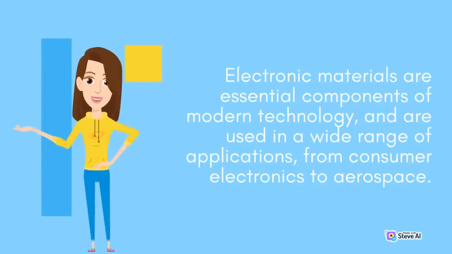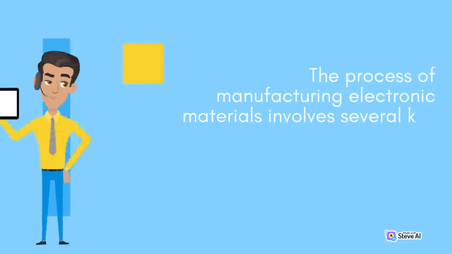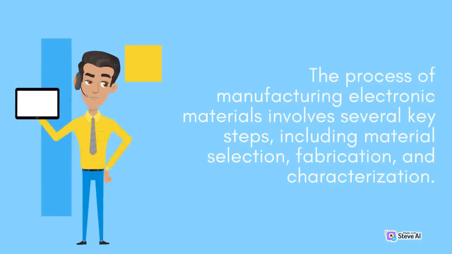Electronic materials are essential components of modern technology, and are used in a wide range of applications, from consumer electronics to aerospace. The process of manufacturing electronic materials involves several key steps, including material selection, fabrication, and characterization.